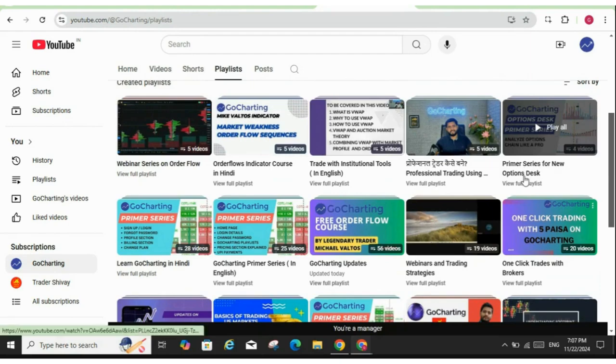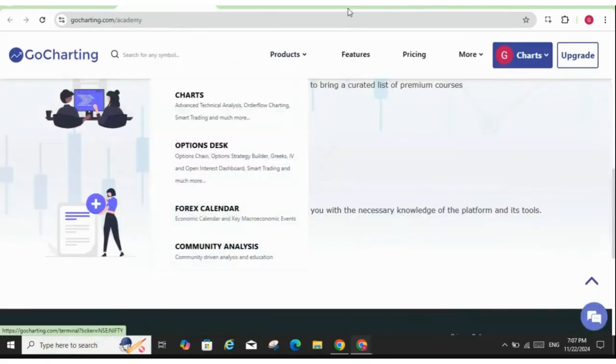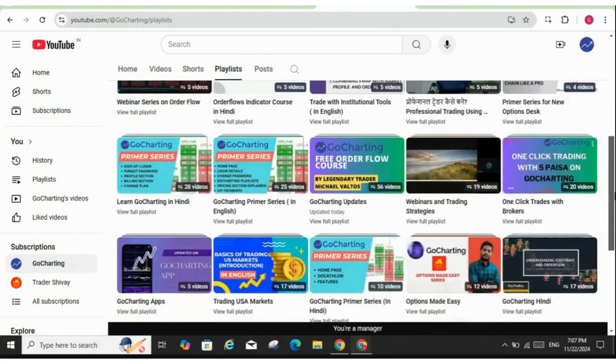Now, this playlist is the primer series on Options Desk. As I have explained, we have two products: Charts and Options Desk. This one can be used to understand the features of Options Desk. And then you can also explore this playlist, where we have explained how you can connect your broker and do live trading. This is for apps. You can explore these things.